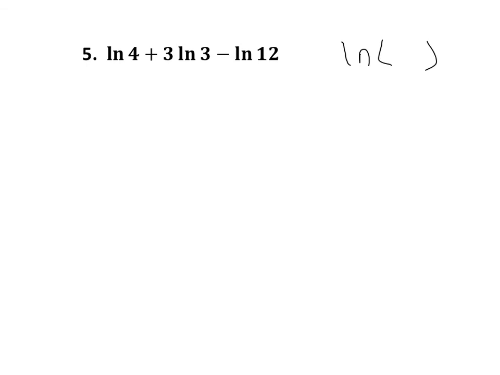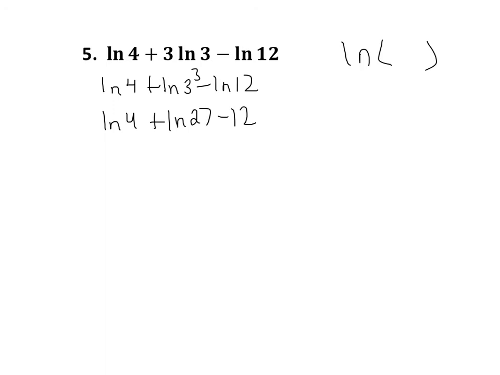So, first thing I see here is you have the multiplication going on, so that means I need to move this back up. So I would say natural log of 4 plus the natural log of 3 to the third minus the natural log of 12. Well, that would be natural log of 4 plus the natural log of 27, because 3 to the third is 27, minus the natural log of 12.